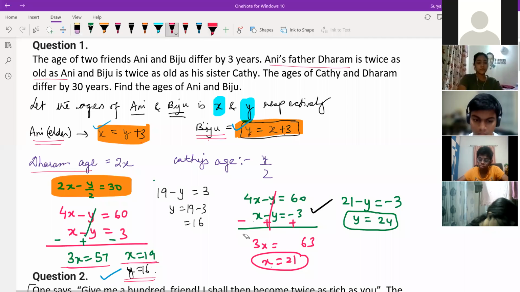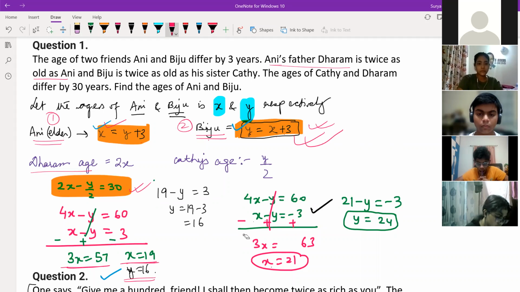Once again, I'm repeating, we don't know who is elder. So two cases we have taken. This is the first case. This is the second case. Dharam's age and Kathy's age we understood. The difference between their ages is how much? 30. So we got the equation 4x minus y is equal to 60 and x minus y is equal to 3. So this is the first equation. Then we are considering this one also. We are getting x equal to 21 and y is equal to 24. All right. Now moving to the next question.